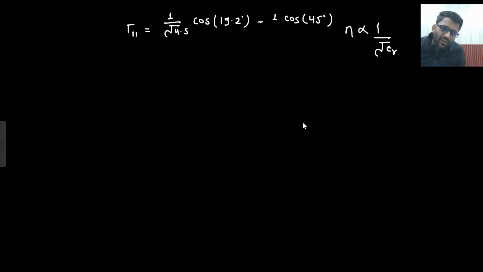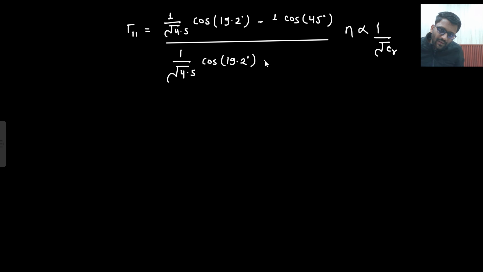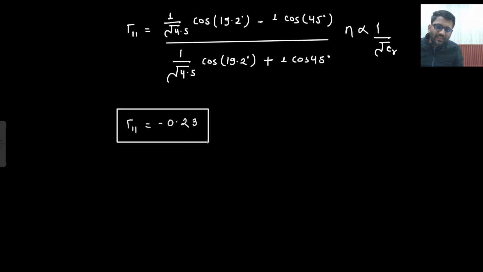Eta is always proportional to under root 1 by epsilon r, or inversely proportional to under root epsilon r, you can say. So 1 by under root 4.5 cos theta t is 19.2, minus 1 cos theta i, that is 45 degrees, divided by the same thing but with the addition. Now when you solve it, what are you going to get? When you do this calculation, you will get the value of minus 0.23. This is the value of the reflection coefficient you will get.